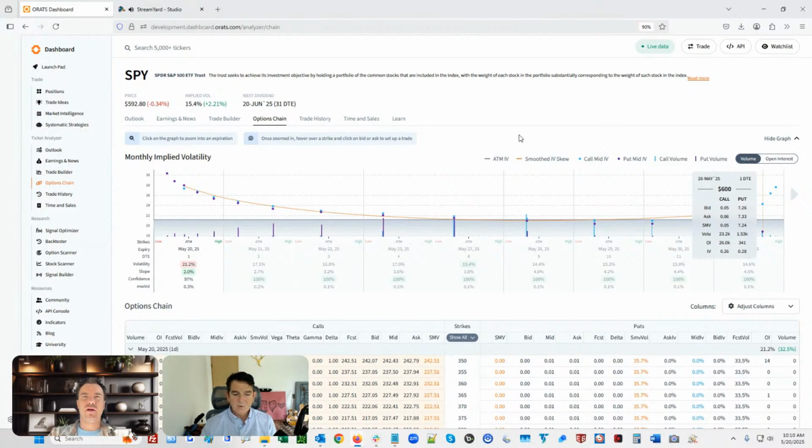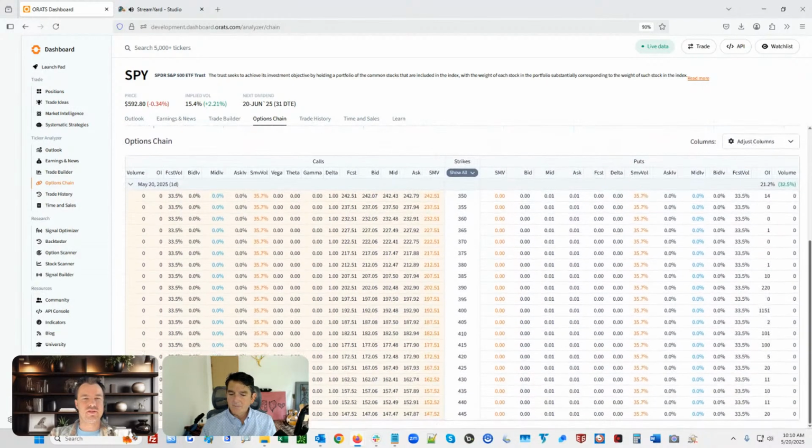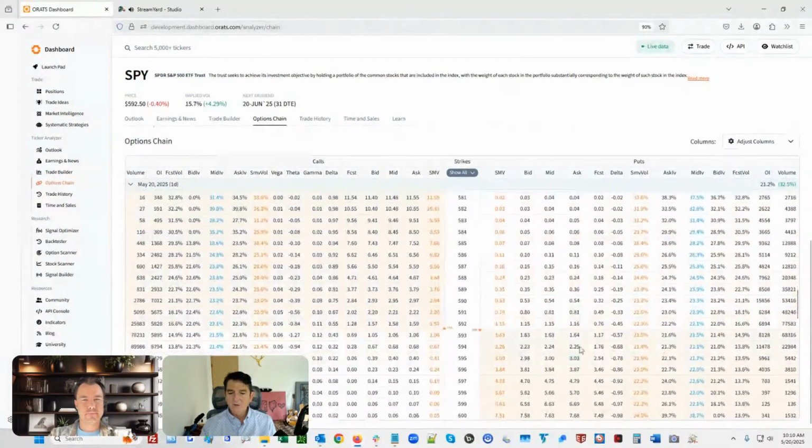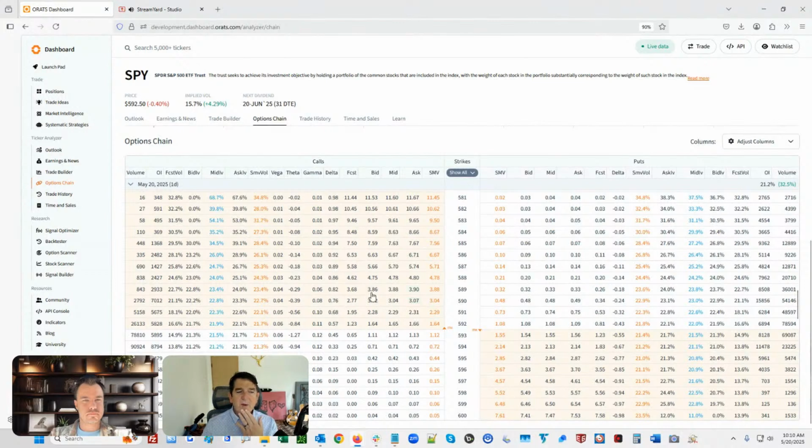So how does an ORATS user utilize this S&V in their trading? It's great to see it on the volatility surface there, but how would I trade around it? Yeah, there are a couple of ways. Since we're on the chain, and chain is one of our more popular tools, I'm going to show you. We'll start on the put, since we were just talking about the bid-ask and then the S&V.